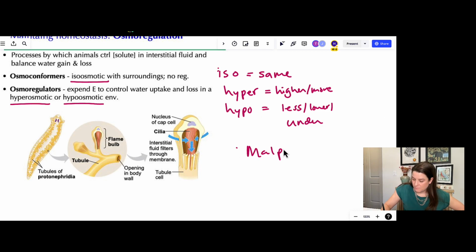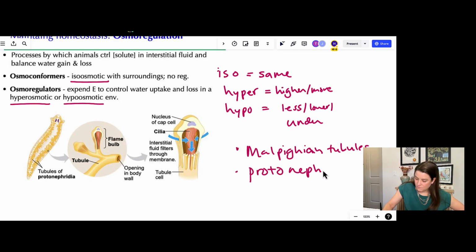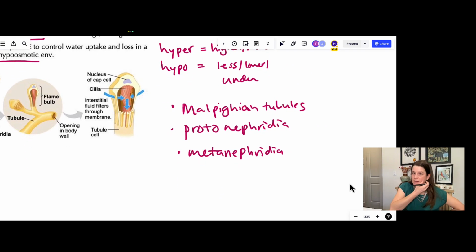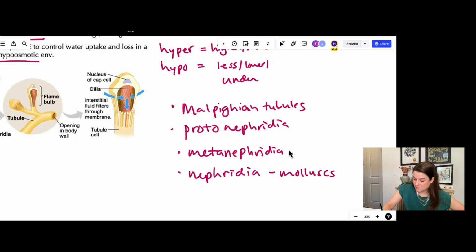So the Malpighian tubules in the insects, we've got the Protonephridia in the flatworms, we have the Metanephridia in the annelids, those are the big ones we talk about. We have just Nephridia in stuff like mollusks, which do a similar kind of thing with the regulation of the water. Sometimes they even call them kidneys.